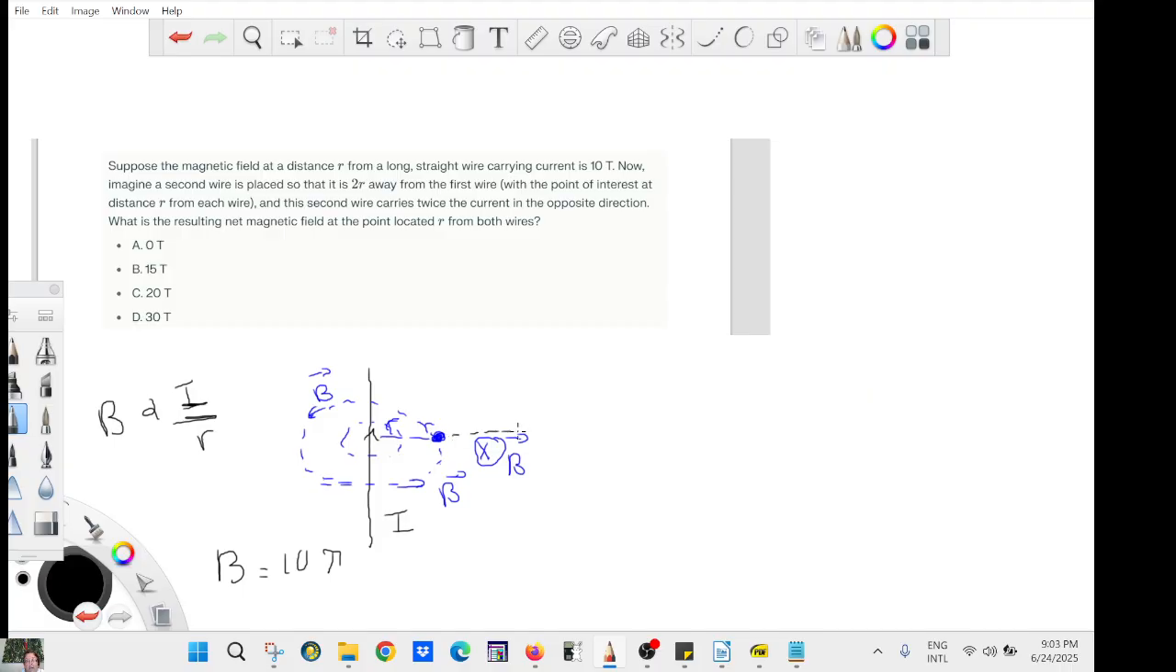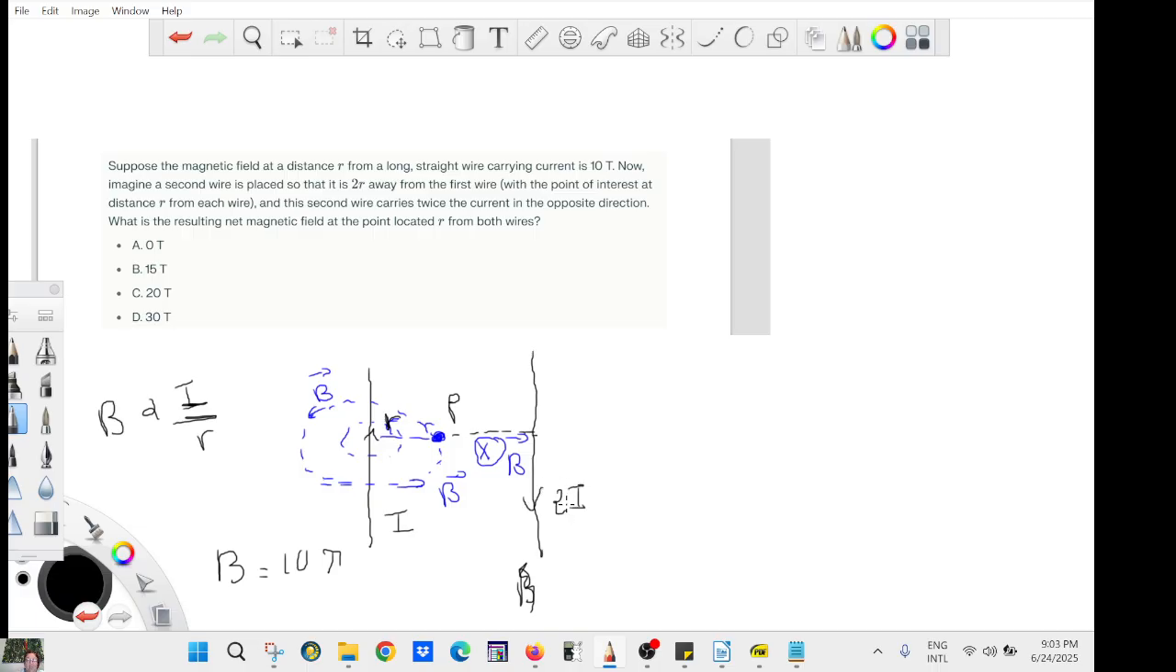And then you have another current here. It's the same distance, so that's point P, your distance R. And the current is twice, it's twice the current, but going in the opposite direction.